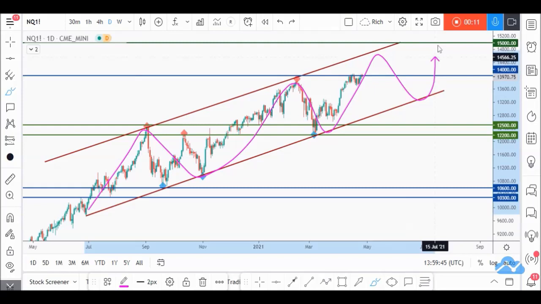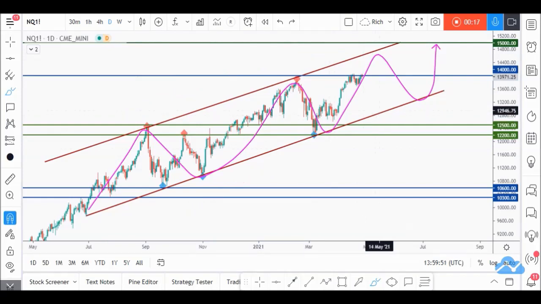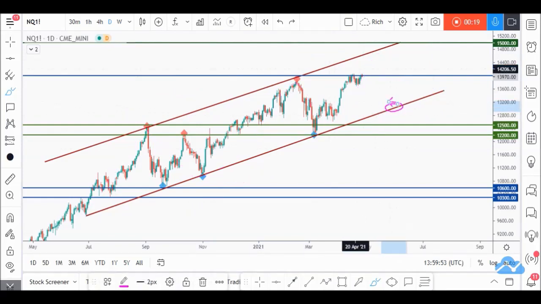So let's get started. As we can see, we are overall bullish, trading inside this brown channel. Our lower trend line acts as a non-horizontal support, and as price approaches it, we'll be looking for buy setups. The upper brown trend line acts as a non-horizontal resistance, and as price approaches it, we'll be looking for sell setups. But for now, NQ1 is sitting midway inside these two brown trend lines.